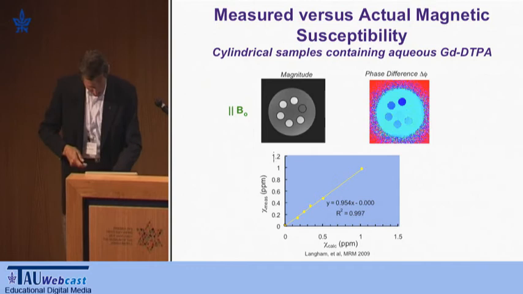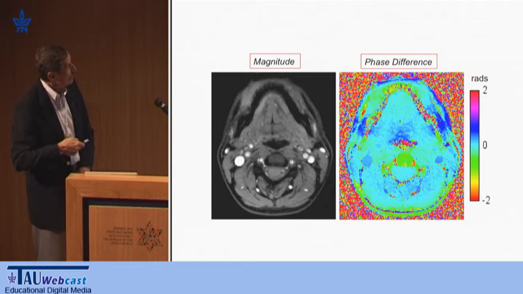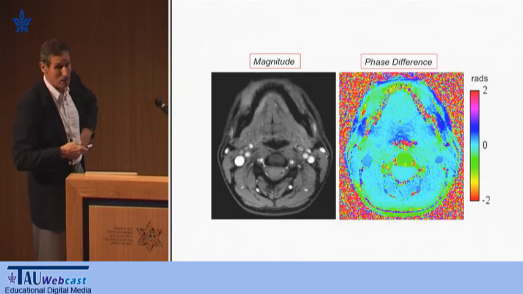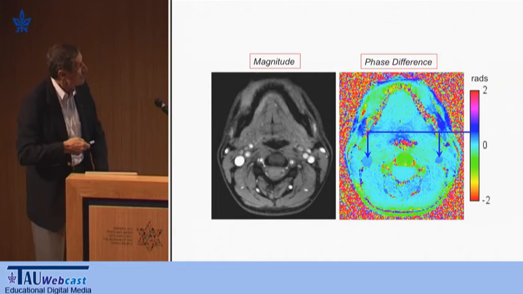This is at the neck, just slightly above the bifurcation. These are the jugular veins. This is a field map, actually somewhat processed to correct for global magnetic field inhomogeneities due to the shape of the object. And we can clearly see the veins here, but we don't see the arteries. And this is just the phase scale.